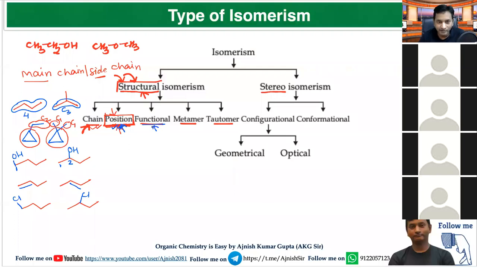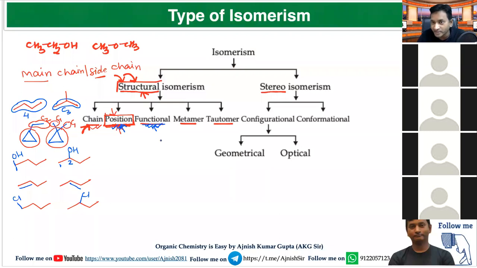Different functional group. Very good. Differ in functional group, differ in nature of chemical reaction. The functional isomers are those which differ in functional group. Look over this. I have taken ether, I have taken alcohol. So both functional groups are different. So these are the example of functional isomer.